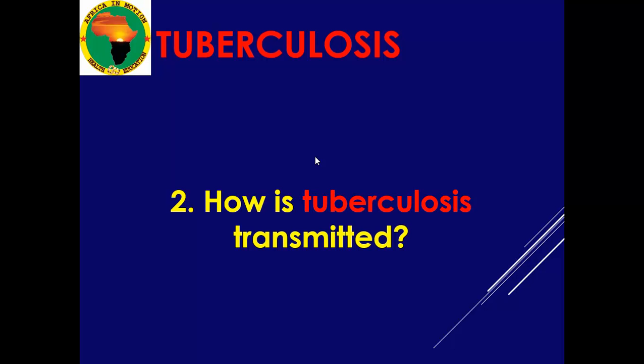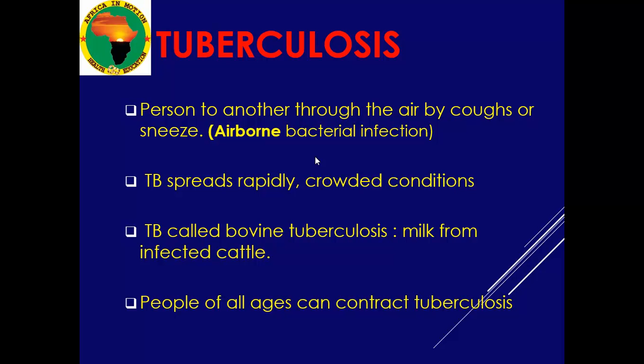How is TB transmitted? Let's talk about transmission. It is an airborne condition. Airborne bacterial infection is from person to person. That's the main mode of transmission. It is spread rapidly, particularly in crowded conditions.